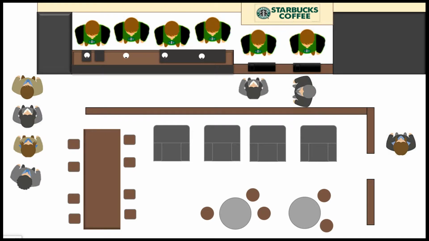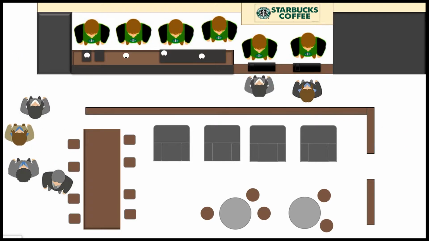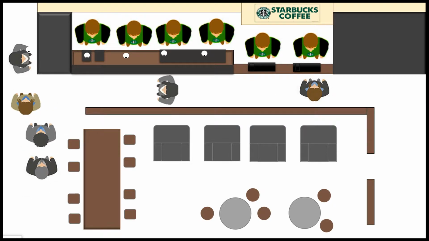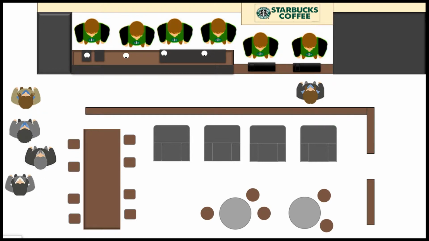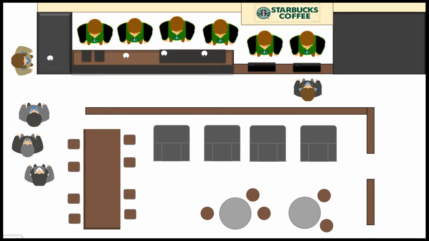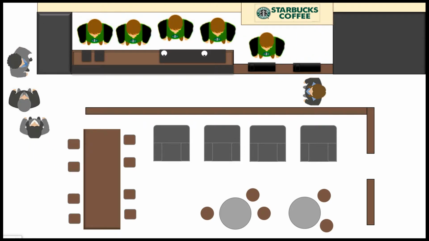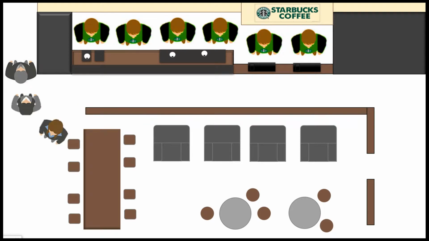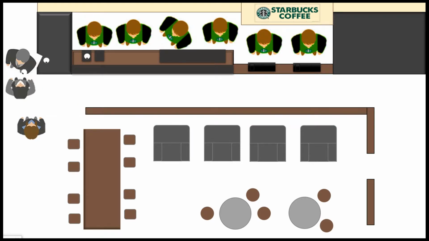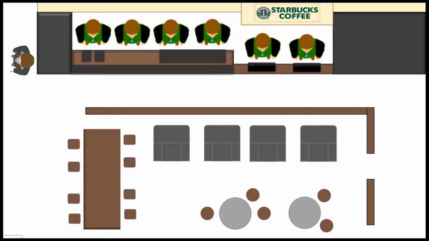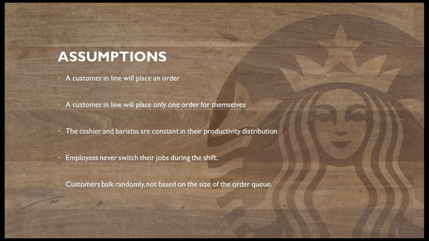For the purpose of this simulation, we assume that anyone standing in line would order a drink, and that each customer would only order one drink. Let's watch the rest of the simulation process. Below are the assumptions we made when collecting data.